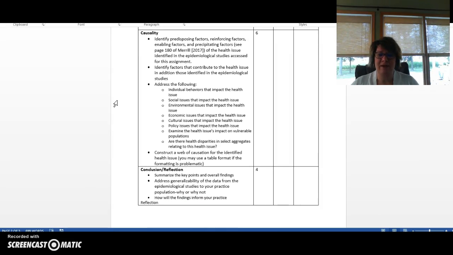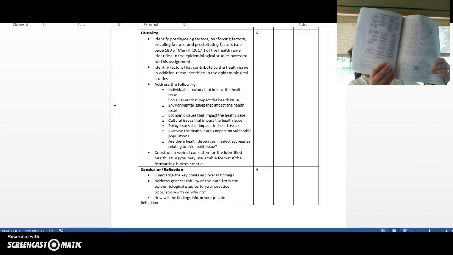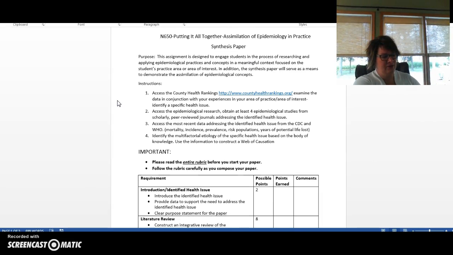So with that being said, make sure that you think bigger and broader when you're looking at doing your web of causation. And if the web of causation, as far as putting the structure in your paper, is problematic to you, you may most certainly do it in a table format if that's easier for you. In your book, there are examples, like on page 186, of a web of causation, and it's pretty complex, but that will help you as you're trying to do your web of causation.